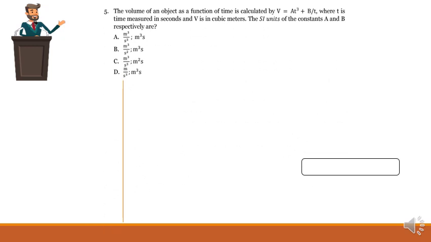The volume of an object as a function of time is calculated by this, where t is time measured in seconds and v is in cubic meters. The SI unit of the constants a and b are. This question has to do with homogeneity.